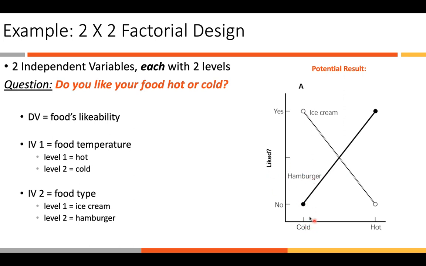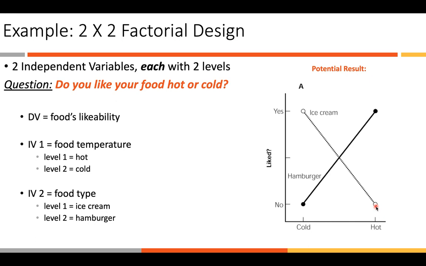If you eat a hamburger that is cold, here our temperature independent variable is on our x-axis. If you eat a hamburger that's cold, it's not very likable. But if you eat a hamburger that's hot, it's very likable. If you eat ice cream that's cold, it's very likable. If you eat ice cream that's hot, it is not likable. So here we have what we call an extreme crossover interaction, because it displays this it depends effect.